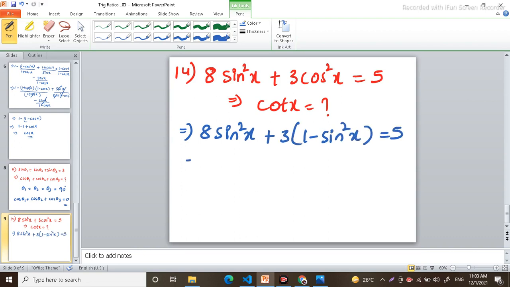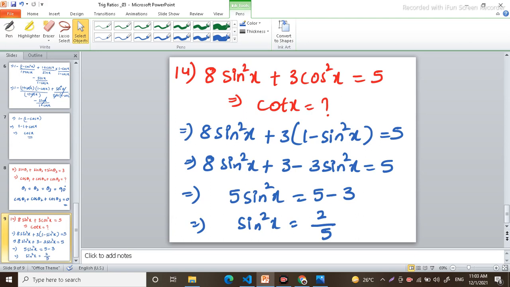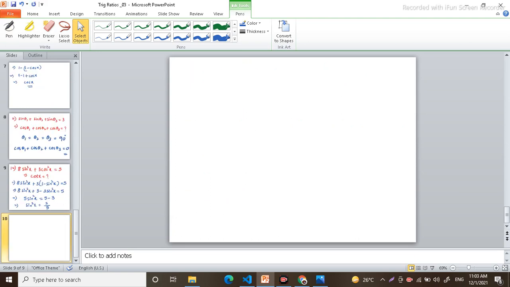is equal to 5. Okay, now 8 into sin square x plus 3 minus 3 into sin square x is equal to 5. So simple it is. See, 8 minus 3 is 5, so 5 sin square x is equal to 5 minus 3. The 3 will come this side. So sin square x is equal to 5 minus 3, that is 2, divided by 5. This 5 will come down. So we got the value as sin square x is equal to 2 by 5.